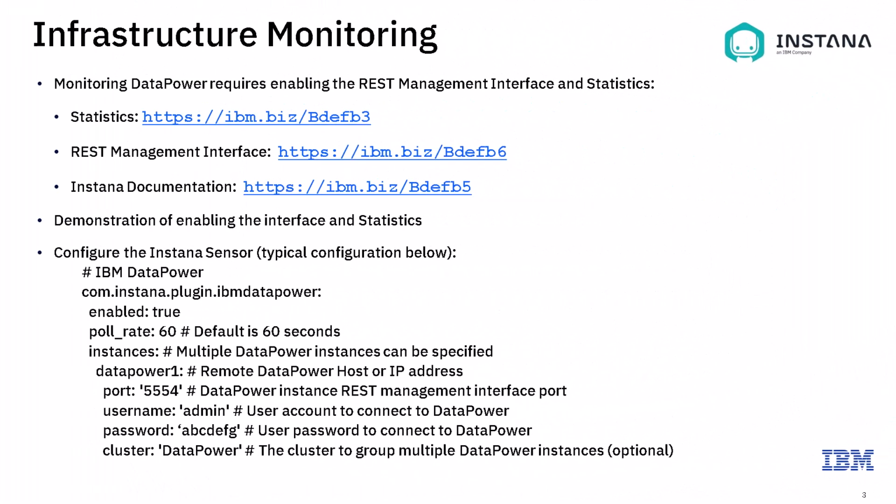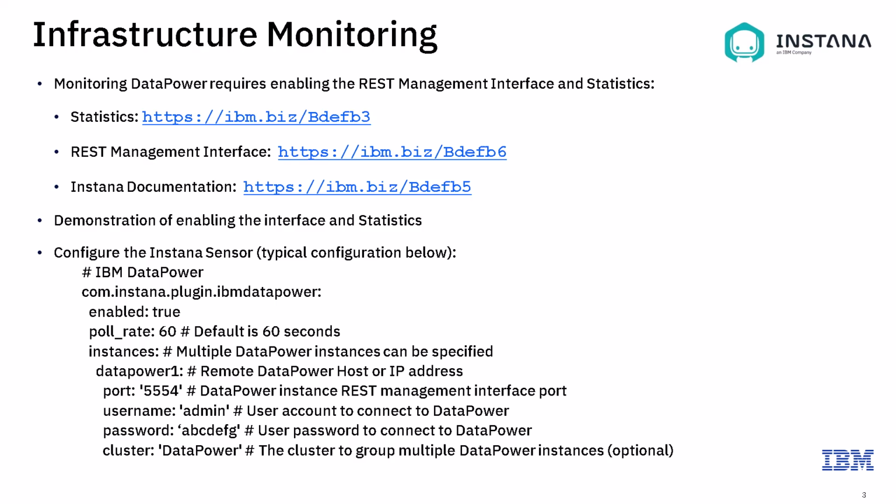In terms of infrastructure monitoring, there are a couple things you've got to do on DataPower. You have to first enable statistics, and you can follow that link, and I'll show that to you in a minute. And then you also have to enable the REST management interface. Again, there's a URL, but I'll show you what the steps look like. There's additional information in the Instana documentation around configuration of what's called the DataPower sensor.